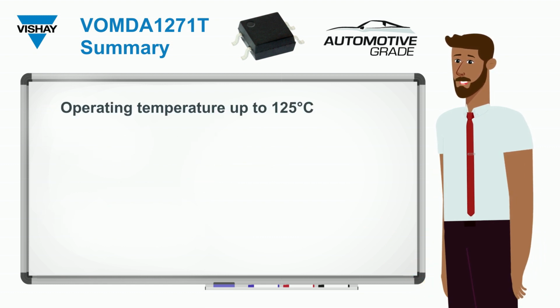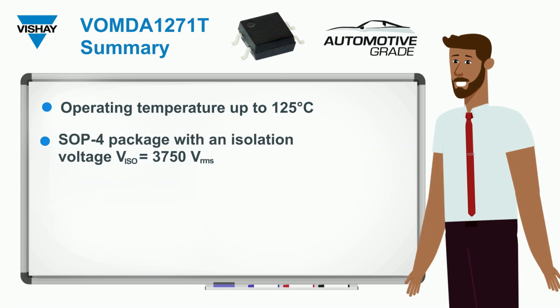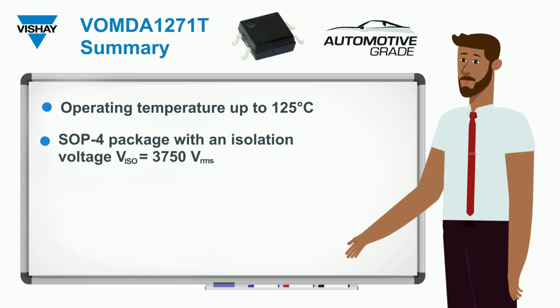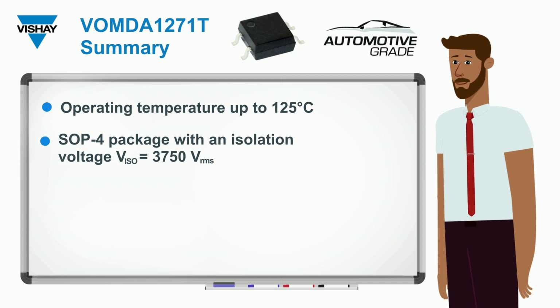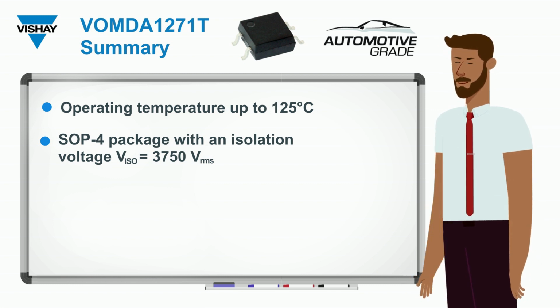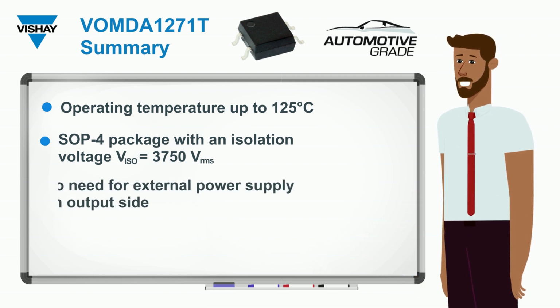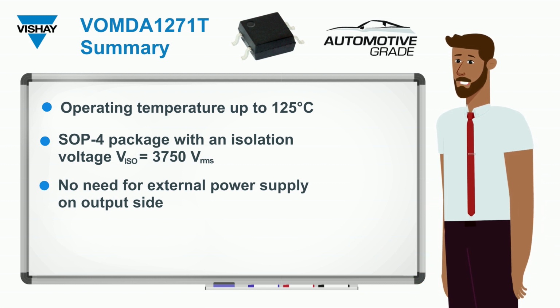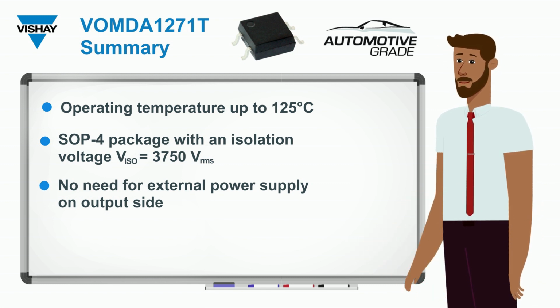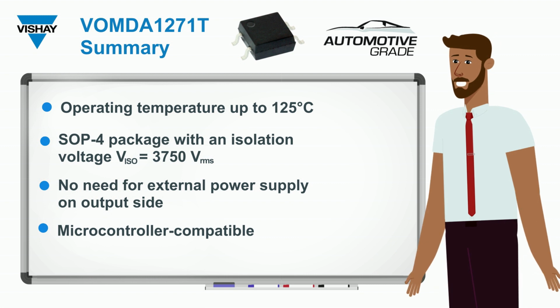It can be operated at higher temperatures up to 125 degrees Celsius. It comes in a small SOP4 package with an isolation voltage of 3750 volts. The VOMDA1271 doesn't need an external power supply and is microcontroller compatible.